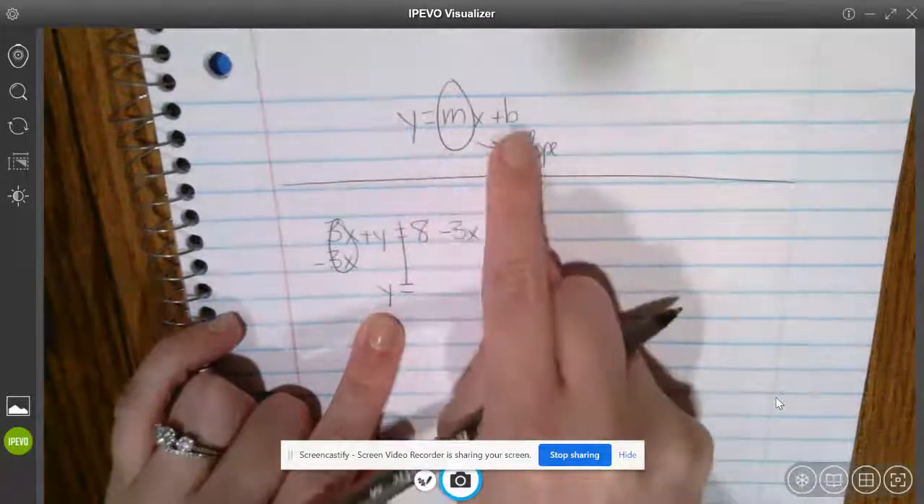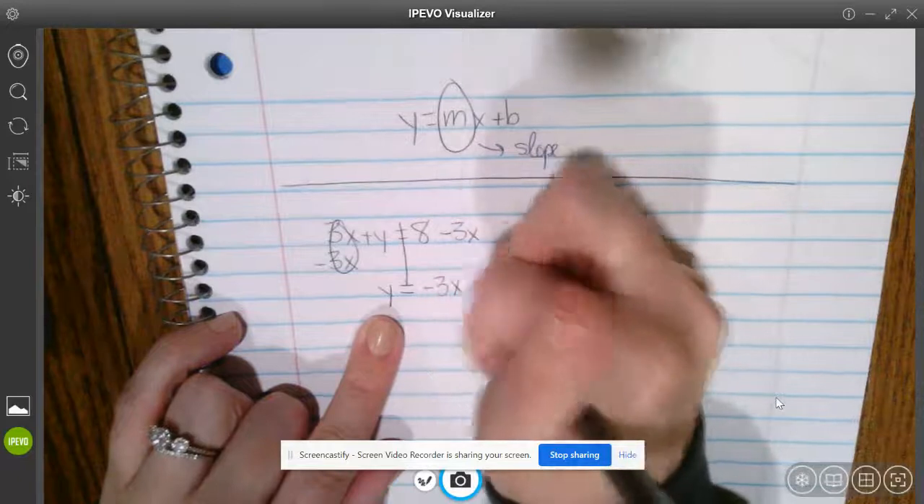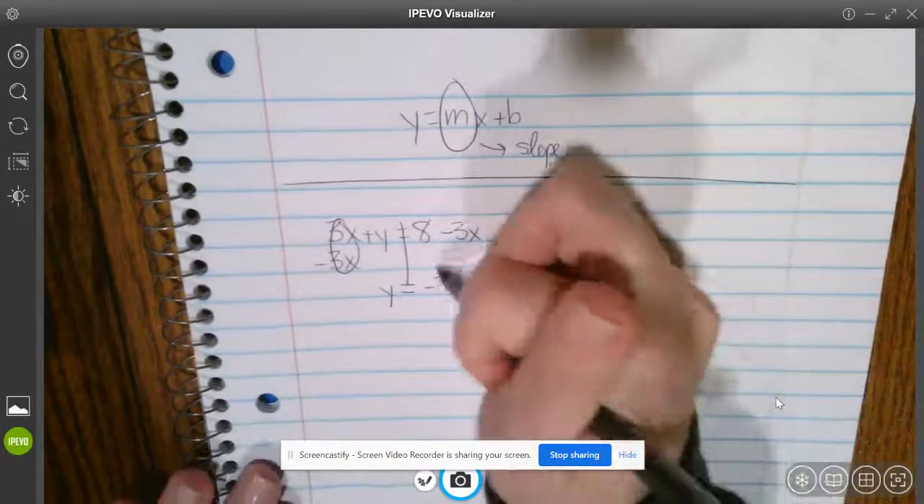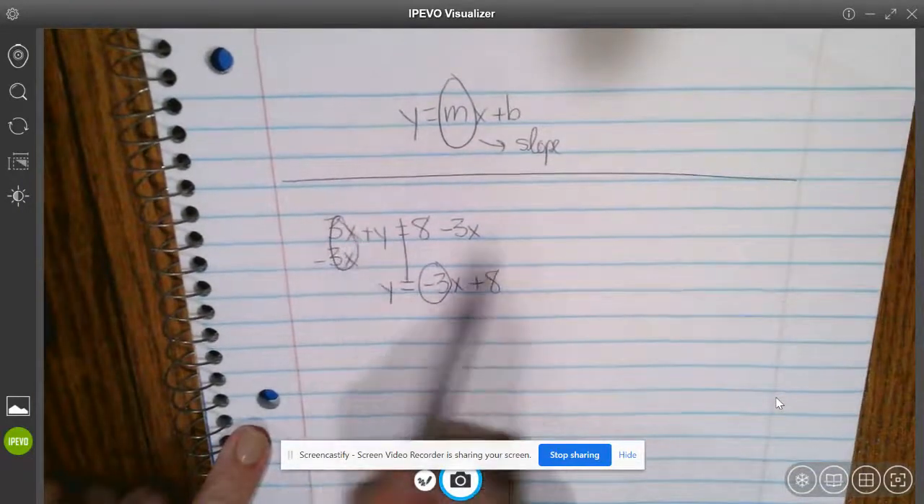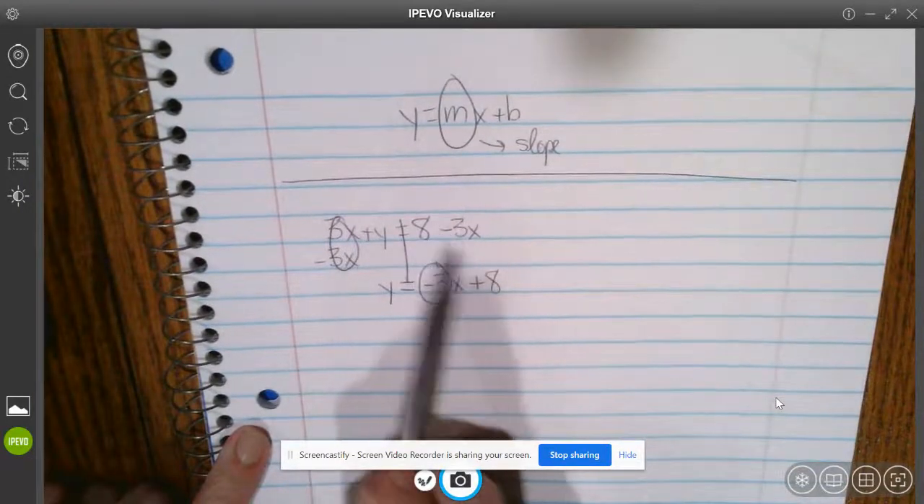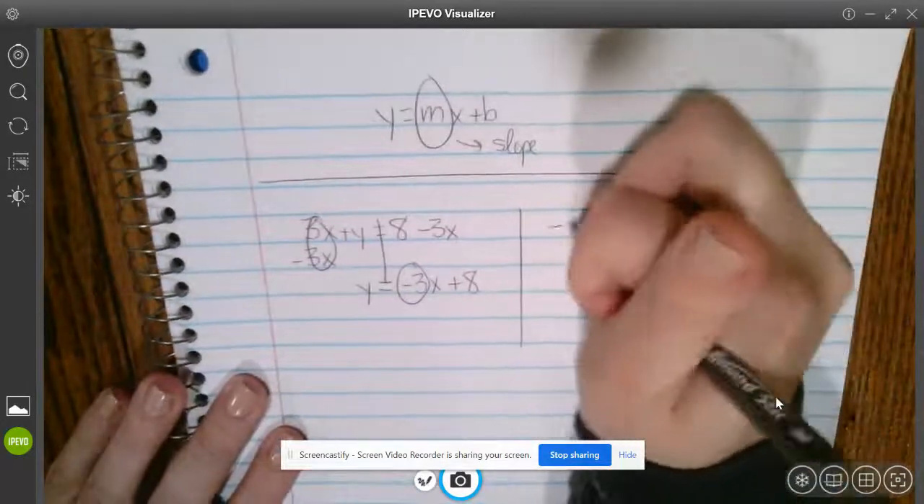I always like to do it in this form, so I always move that first. Negative 3x, and then it would be a plus 8. So my slope on this one would be negative 3. So I just move my x over here, and now it's a negative 3, so that's my slope. Okay, so another one of those.